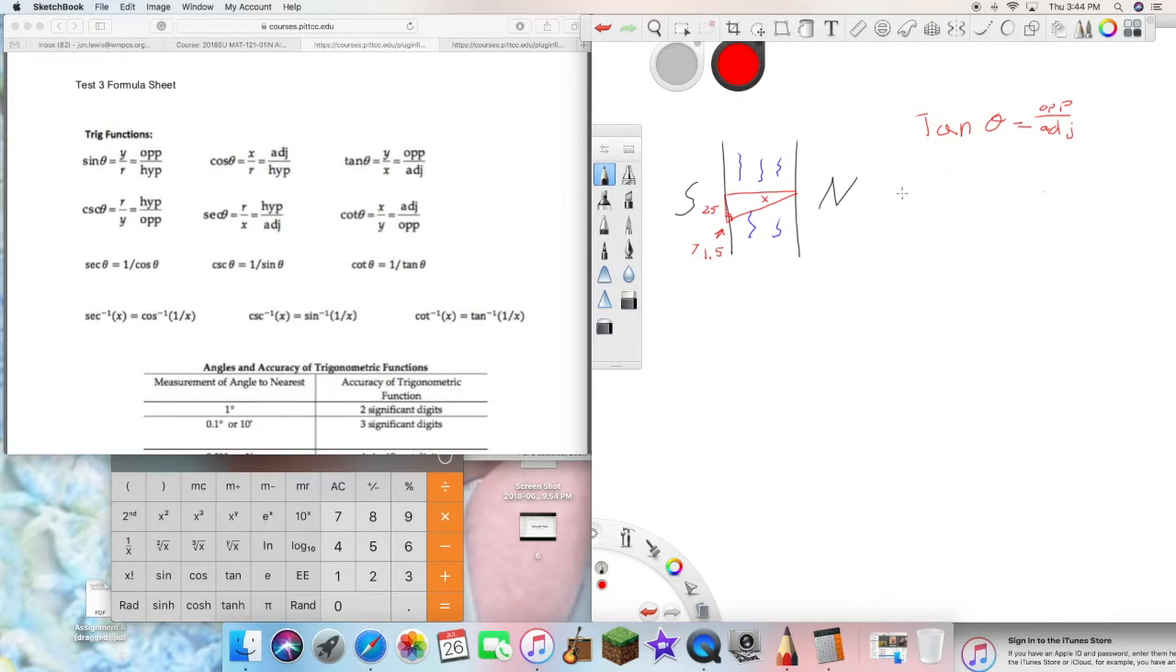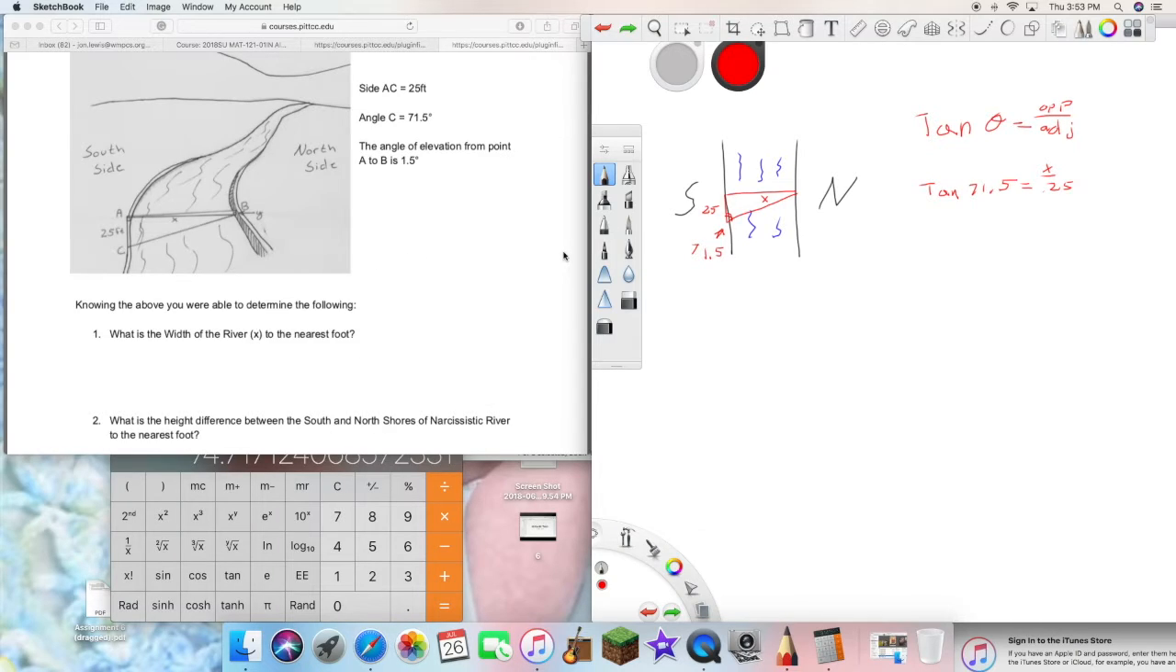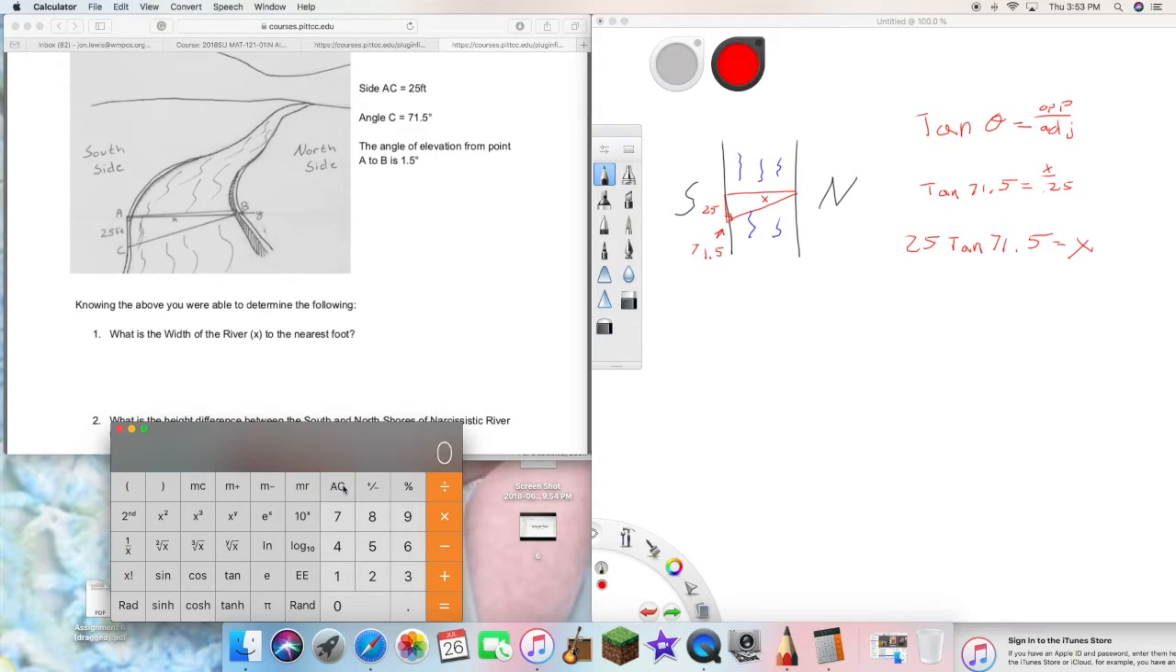So let's plug in our numbers. When we put our numbers in, we get tan of 71.5 degrees is equal to x over 25. And what we want to do now is multiply each side by 25. When we do, we get that 25 times tan of 71.5 is equal to x. Now it's just a matter of simply plugging things into your calculator. So let's do that now.